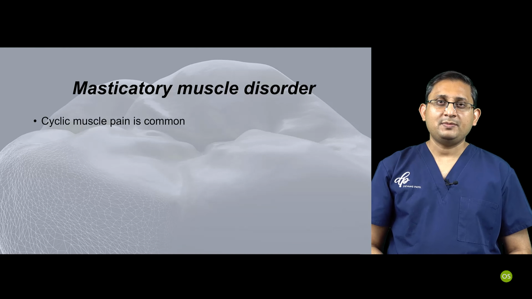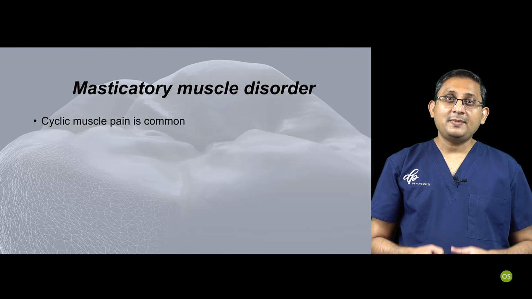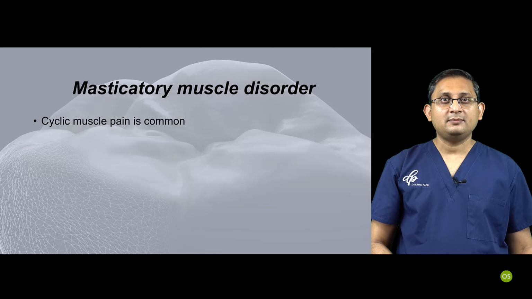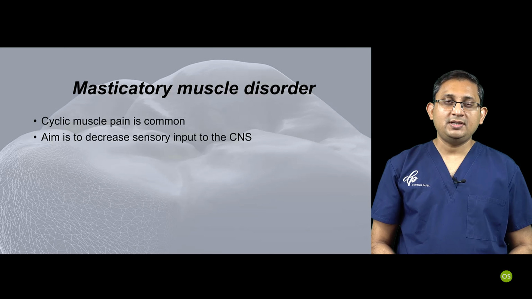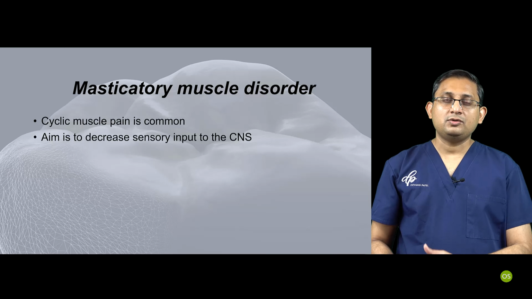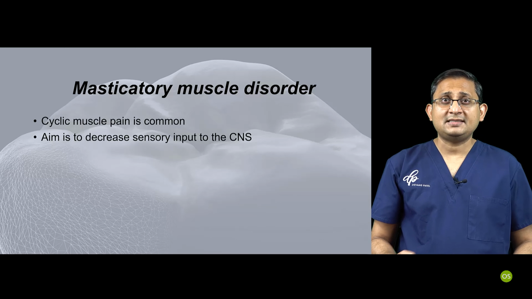So let's look at the masticatory muscle disorder first. As we know, this muscle disorder is a cyclic muscle pain, which is very, very common, which means that it may have been triggered by something else, but then the cycle begins, and even though the factor which probably triggered the pain is eliminated, the pain continues until you break that cycle. And that's how it works. So our aim is usually to decrease the sensory input going towards the CNS by some means, either an appliance or self-regulation or eliminating the etiology, so that the cycle is broken.